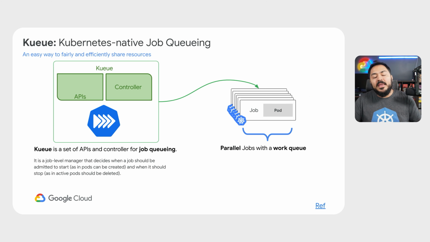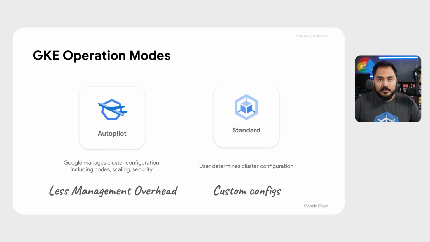Kueue is a set of APIs and controllers for job queuing. In Kubernetes, we have a set of controls to handle when a job should be scheduled. But these are not as well defined as we need to handle a batch platform like we are trying to build here. With Kueue, we can handle preemption as well as fair sharing of our resources, where the same platform can be used by multiple teams at the same time without stepping on each other's toes. Kueue is a job-level manager that decides when jobs should be admitted to start or when they should stop. We'll talk about Kueue in much more detail in a future video.